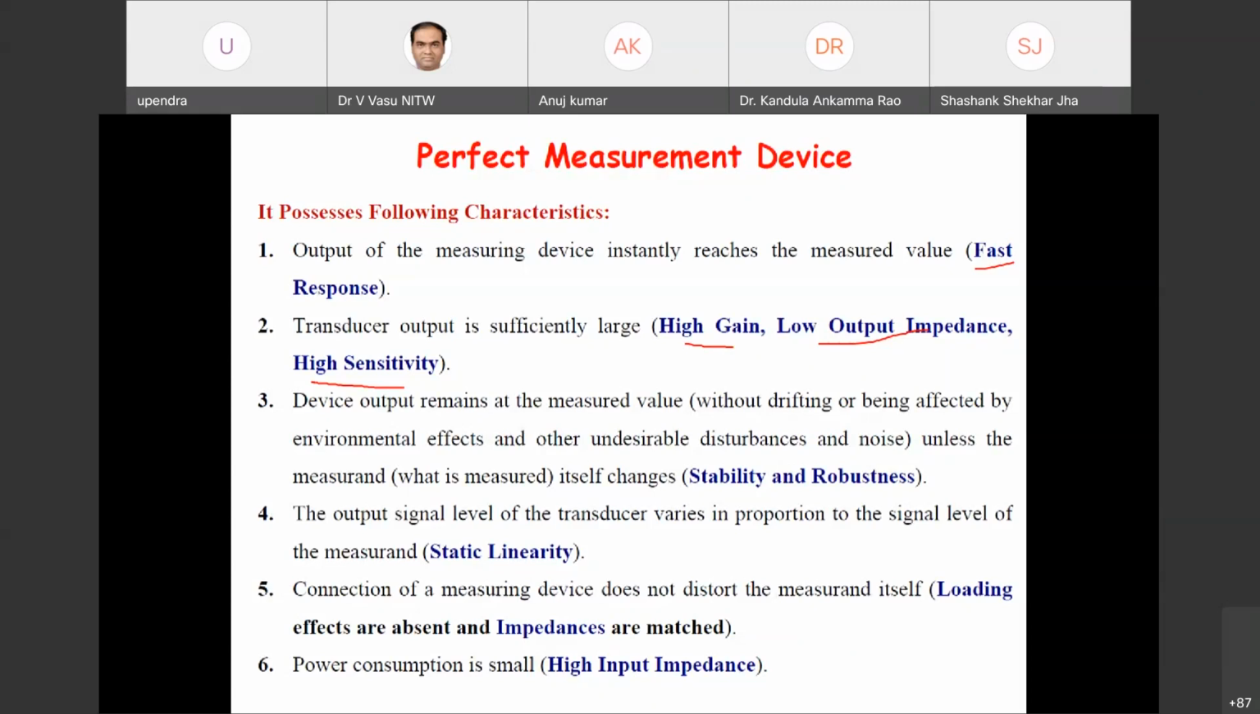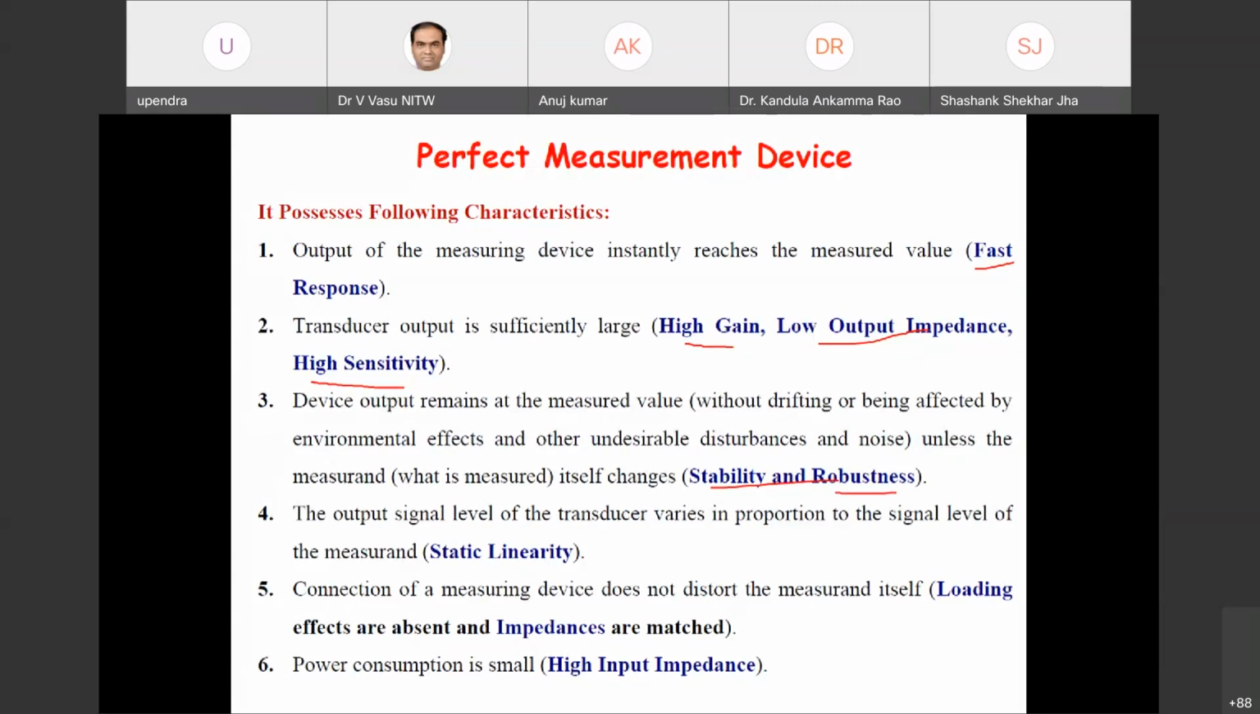The next important characteristic is stability and robustness. Stability and robustness means the device output remains at the measured value unless the measurand itself changes. It is not affected by different noises and disturbances. That is called stability and robustness.